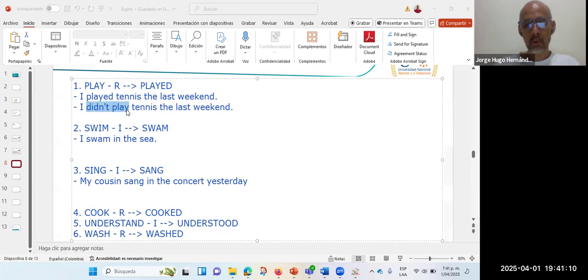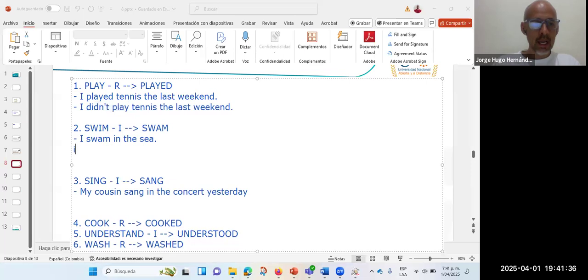Porque mire cómo quedó el verbo, look at the verb. I didn't play, yo no jugué. El verbo no está en pasado, pero el did es el que coloca el verbo en pasado en las negaciones. ¿Bien? So, played, yo jugué tenis. I didn't play, yo no jugué. ¿Bien? When we use did, the verb is in present.